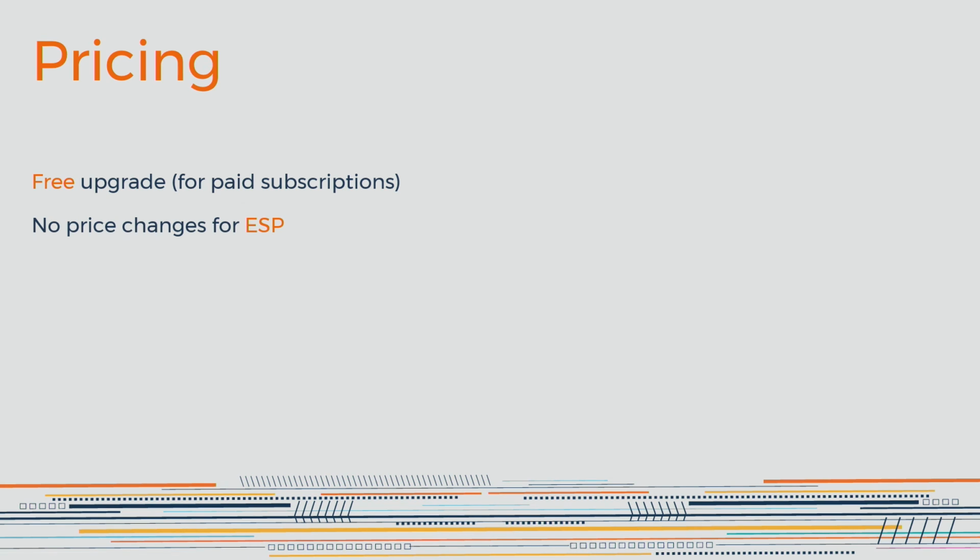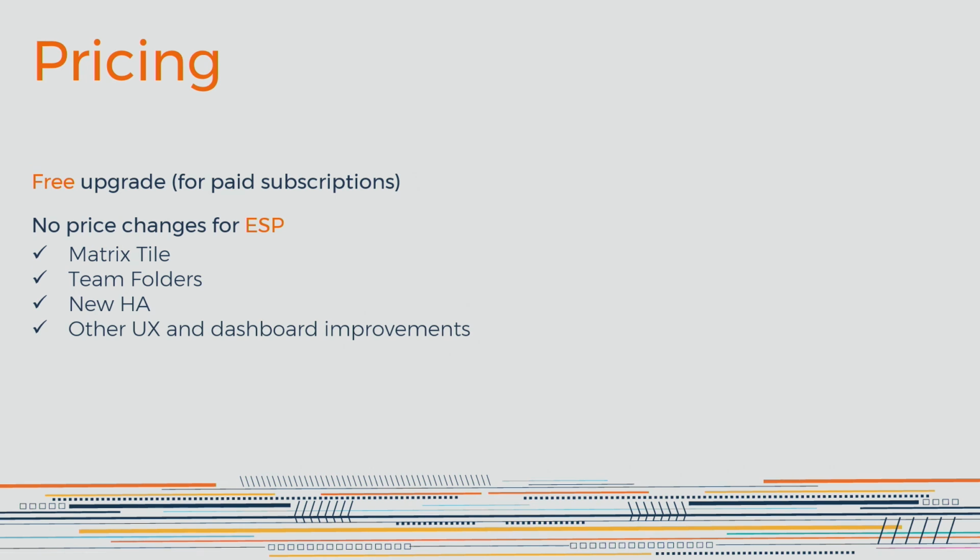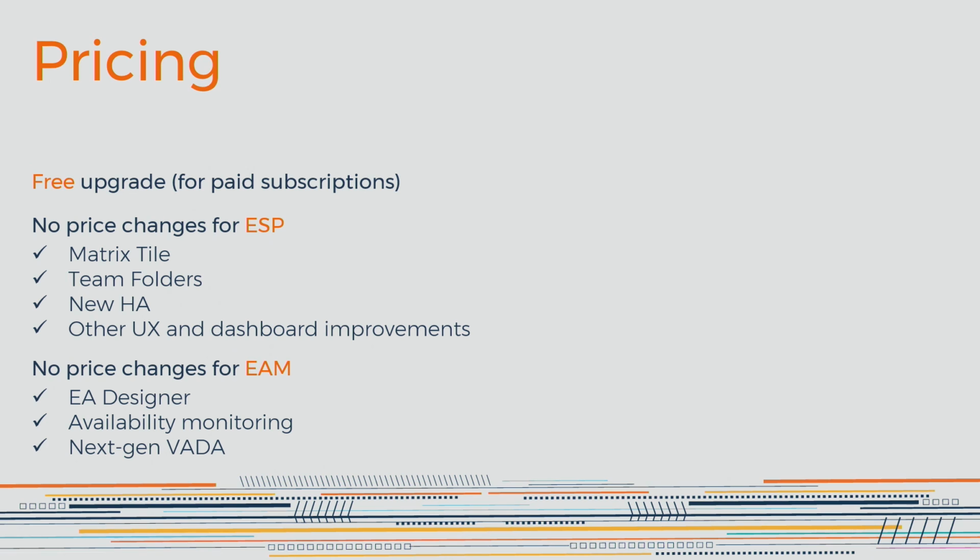No price changes for the Enterprise Starter Pack. So you're getting the matrix tile with all those new visualizations like health state history and SLA gauges, team folders, the high availability and other UX and dashboard improvements. So across the board, you'll get all of those with V4. If you are an EAM customer, no price changes there as well. So your renewals will still be at the same price. And of course, you'll get everything I just covered there from the EA design, availability monitoring, next-gen Veda, and so on.